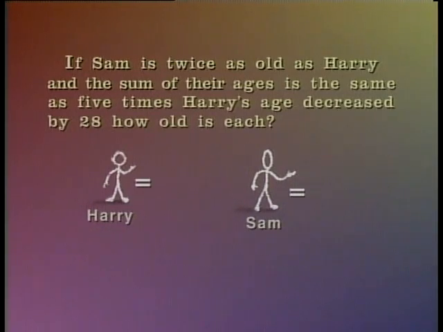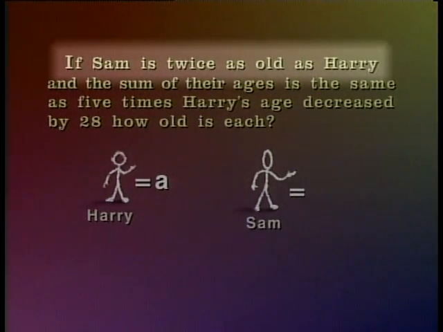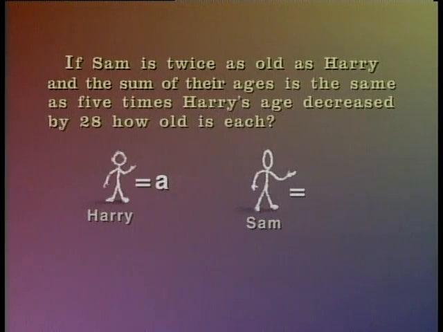Let's start by representing Harry's age with the variable a. As you work, be sure to write down your variables and what they stand for. Now, is there any way to say what Sam's age is relative to Harry's age? The answer is in the problem. It says, if Sam is twice as old as Harry, so we know that no matter how old Harry is, Sam is twice as old. That means we can represent Sam's age as 2 times Harry's age, or 2a.